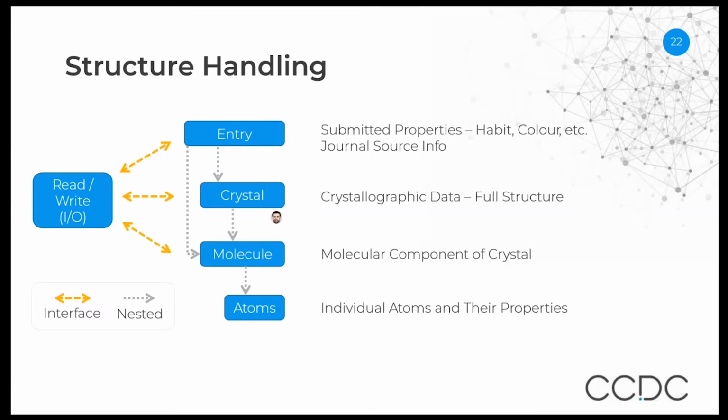Whereas the crystal object won't contain the journal information, but it will contain the crystallographic information. That's stuff like symmetry operators and whether the system is organic. Everything is within this crystal object. And then the molecule contains the molecular data for that, which contains, furthermore, the atoms, which are the bit that a lot of us are interested in, of course.